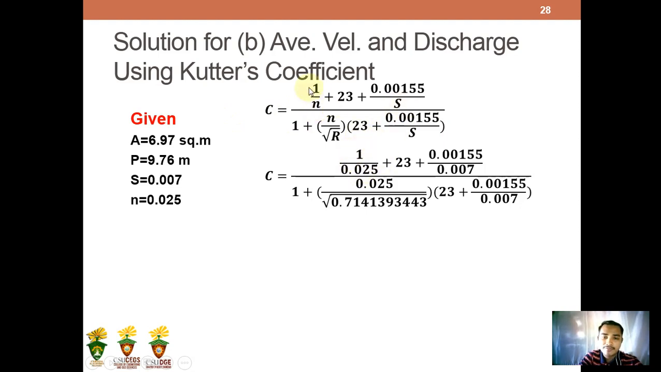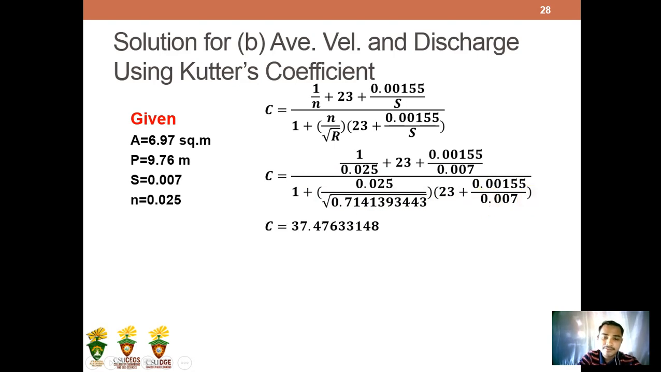We have 1 over n, which is 0.025, plus 23 plus 0.00155 over S, with S being 0.007, all over 1 plus the value for n, 0.025, all over the square root of R, which we got earlier, equal to 0.7141393443, times 23 plus 0.00155 over S, which is 0.007.